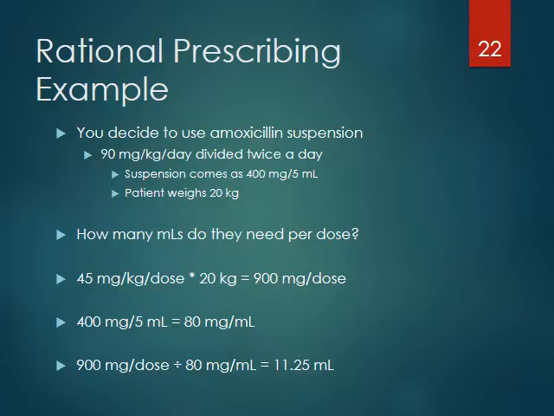We know that our concentration of our drug is 400 milligrams per 5 mLs, which would equal 80 milligrams per mL. So if you divide that out, 900 milligrams per dose divided by 80 milligrams per mL comes out to be 11.25 mLs. So that's what your instructions would be to the family: you're going to be giving 11.25 mLs. Oftentimes they'll have a dosing syringe so they can get the proper amount of medication to the patient, and that would be your treatment regimen.